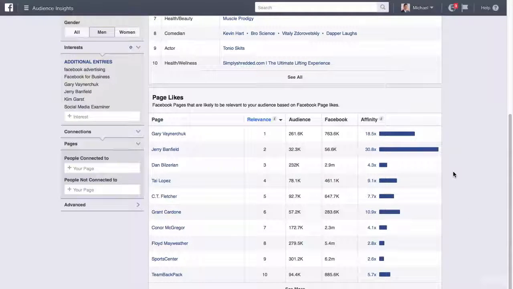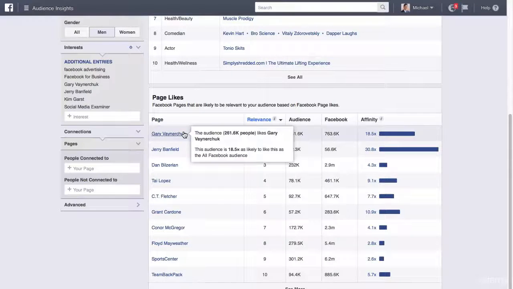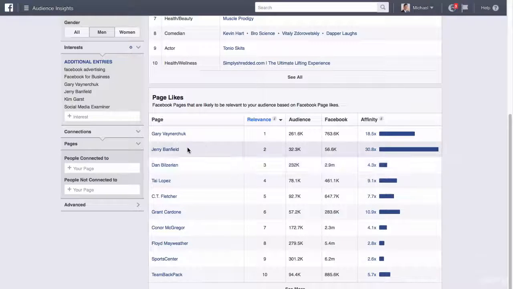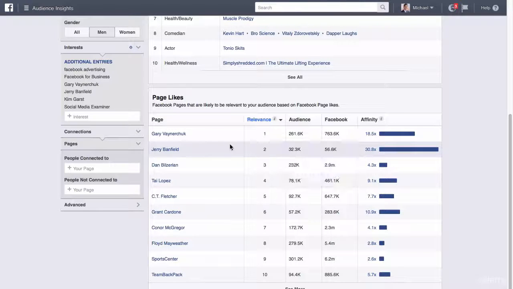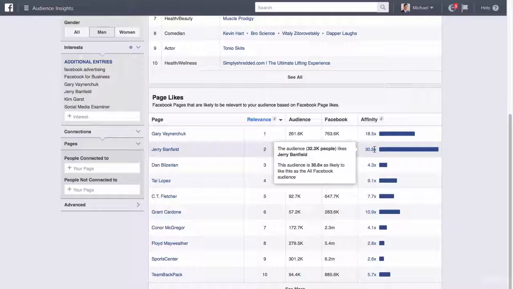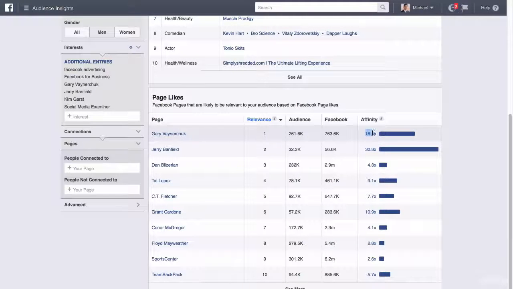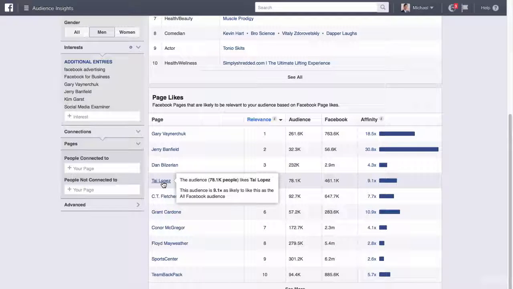So what we can see here, and this is the absolute magic, is that it's saying to me, right, you've got these two people. People who interact with Jerry Banfield have an affinity score of 30.8 times. That means that when I target the people that follow Jerry, they're 30.8 times more likely to interact with me than the average person. If I look at Gary Vaynerchuk, if I target his followers or the people that like his page, which Facebook have the information on, they're 18 times more likely to like my page over the average person. But the good thing is that this actually encourages me to choose other people.